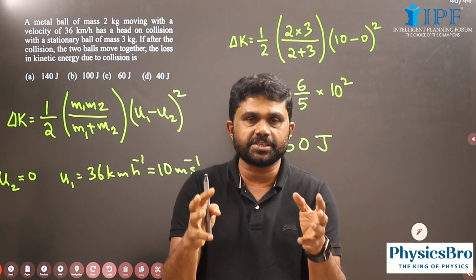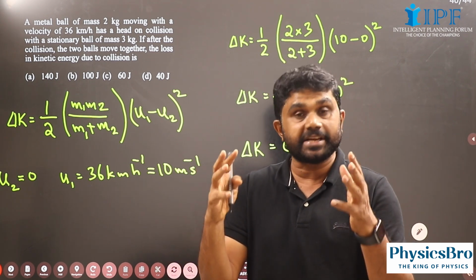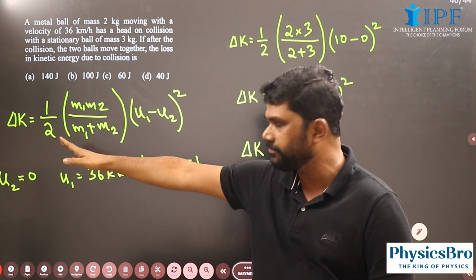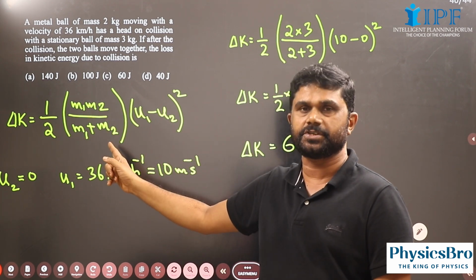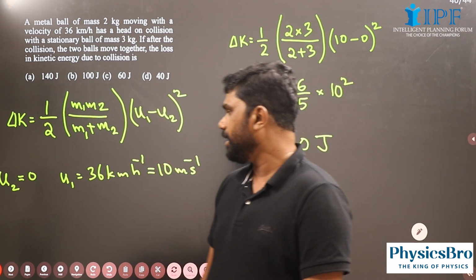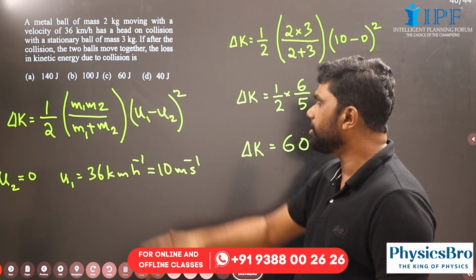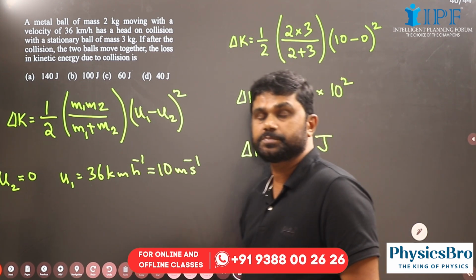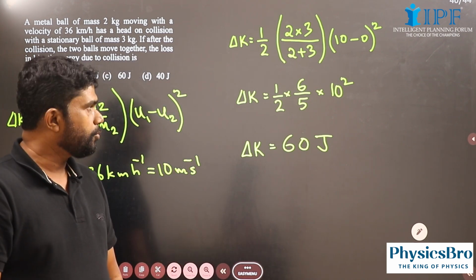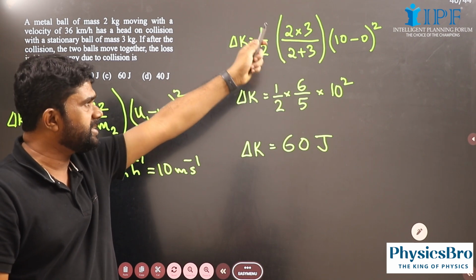See, in case of capacitors also there will be some loss of energy, and the expression is really beautiful, and it is delta U. The loss of potential energy is half C1 C2 by C1 plus C2 into V1 minus V2 whole square. Okay. Anyway, see here we have the second body at rest before collision, so u2 equal to 0. And first body was moving with a velocity 10 meter per second. It's given as 36 kilometer per hour. Okay. So the masses are 2 kilogram and 3 kilogram. 10 minus 0 whole square.